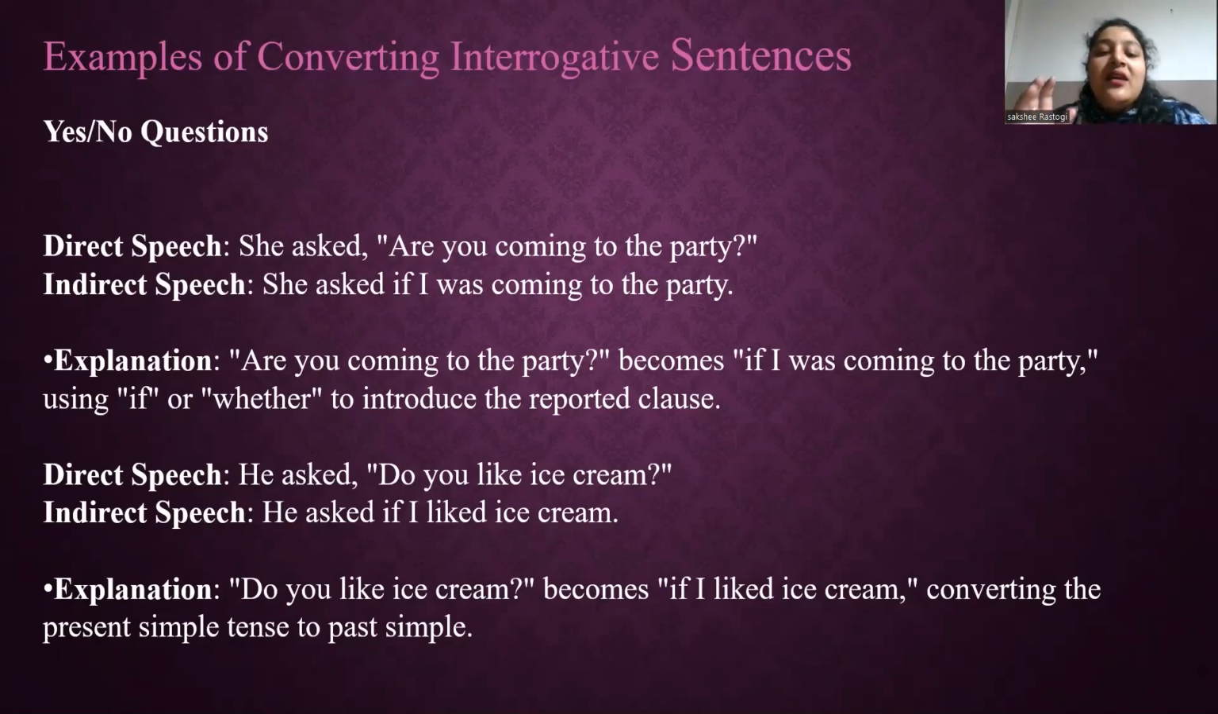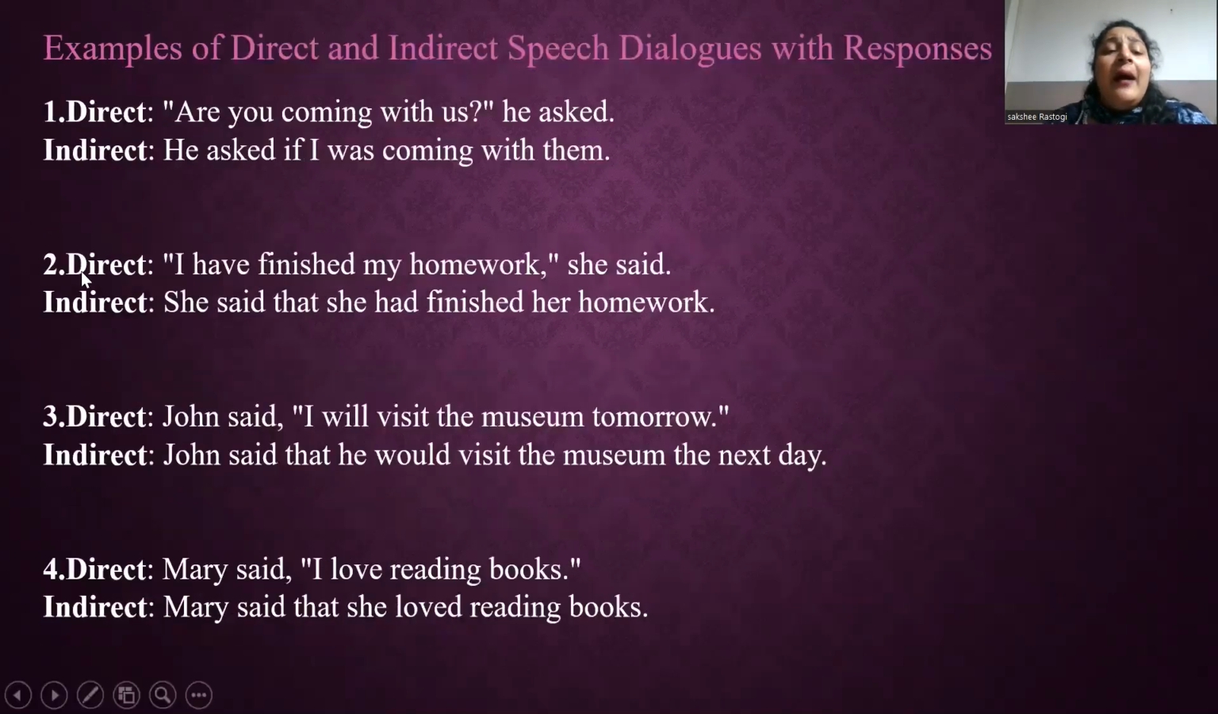Also note that a yes or no question is rephrased using if or whether in the indirect speech sentences, and the verb changes to the past tense, was, were, did, etc., to match the reporting verb. So I have some examples of direct and indirect speeches, dialogues with responses.